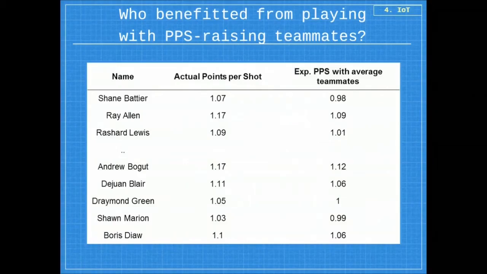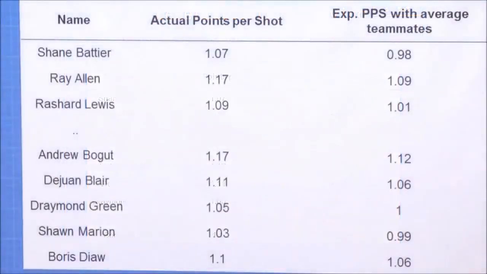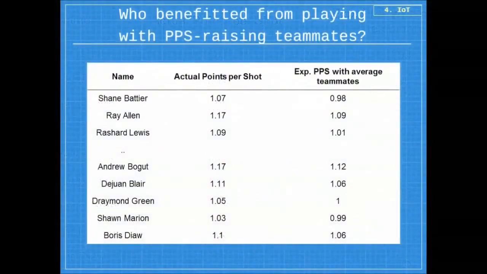And same with Ray Allen. He had really high points per shot with Miami, but it probably would have been lower if he had played on an average team. We also have a couple of Golden State Warriors here who have the benefit of playing with Steph Curry and Klay Thompson. And also a couple of Spurs players obviously have the benefit of playing with a lot of good passers.